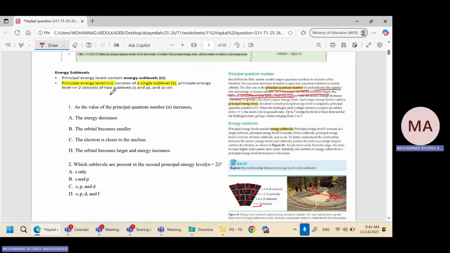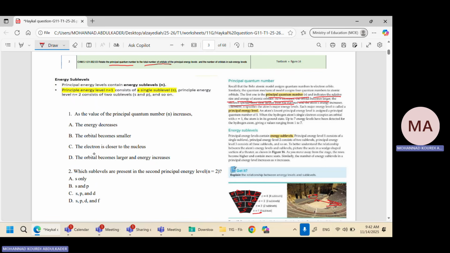So, going back to the questions. As the value of principal quantum number increases, as I said before, everything will increase. Decrease is wrong, gets smaller is wrong, closer to the nucleus is wrong, and the orbitals become larger and energy increases. This is the correct answer.